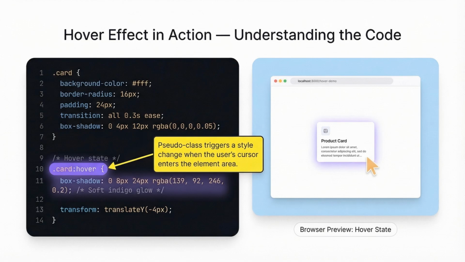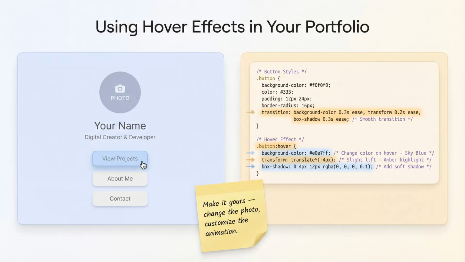When the user's cursor moves over the element, the browser automatically applies whatever styles you've defined inside that rule. It's event-driven styling, no JavaScript needed. Once you understand this pattern, you can apply it to buttons, cards, images, navigation links, anything. The instructor points out that this hover effect is something you genuinely want to use in your own portfolio. It's not just a demo, it's production ready. The animation timing, the visual response, it all comes together nicely.